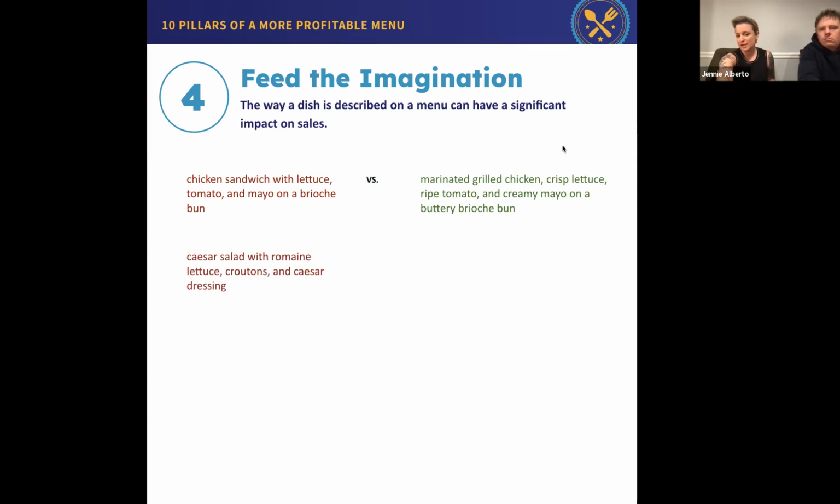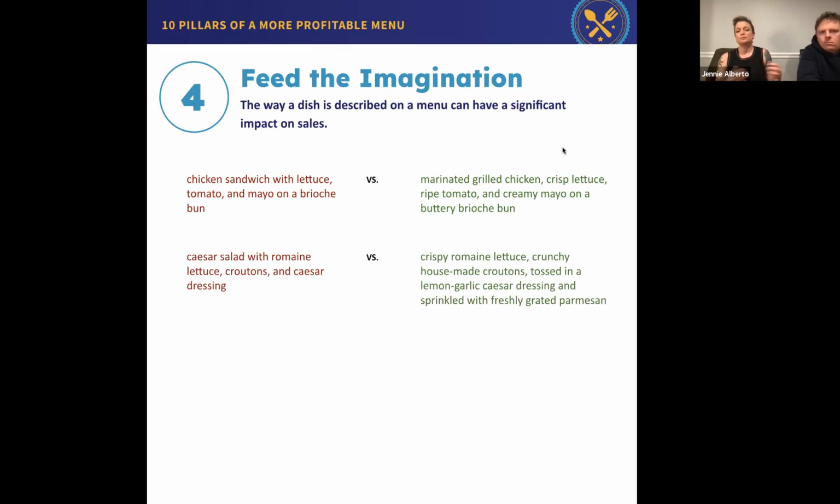Another example, Caesar salad with romaine lettuce, croutons, and Caesar dressing versus crispy romaine lettuce, crunchy house-made croutons tossed in a lemon garlic Caesar dressing, sprinkled with freshly grated Parmesan. That definitely sounds a little bit more appealing. You have a better picture in your mind about the type of dish that it is.